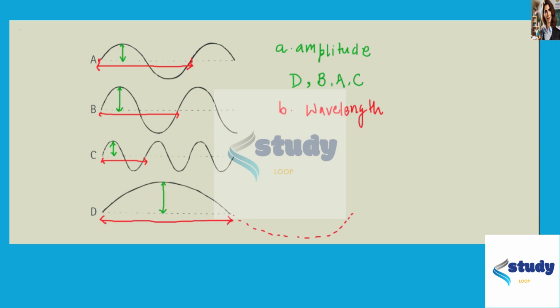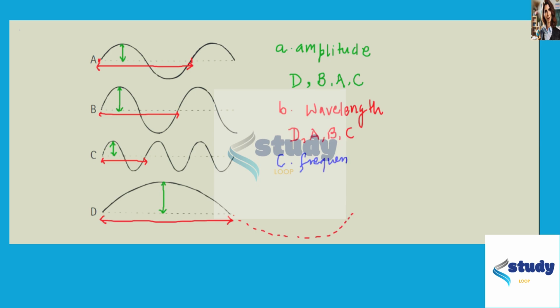So the largest wavelength is that for D, obviously. Then that is for A, then for B, then C, right? So this is the order. Now, let's look at frequency.